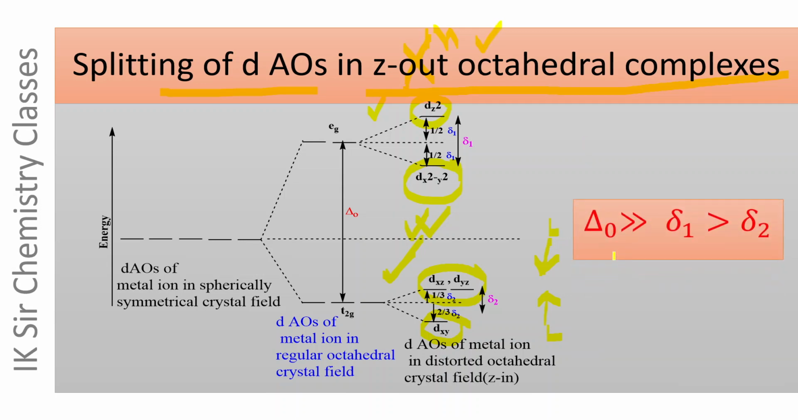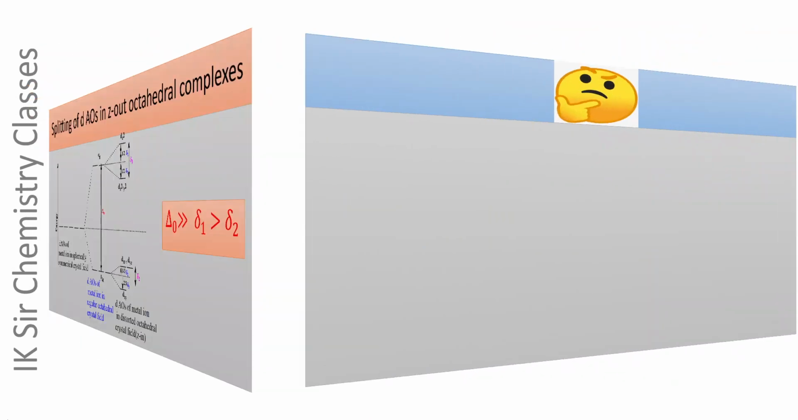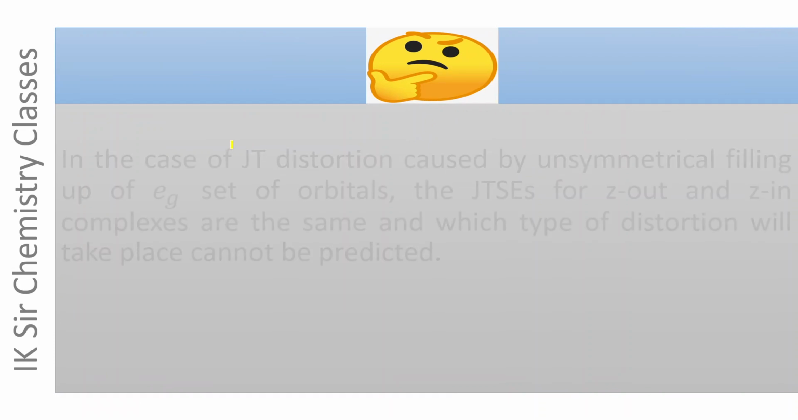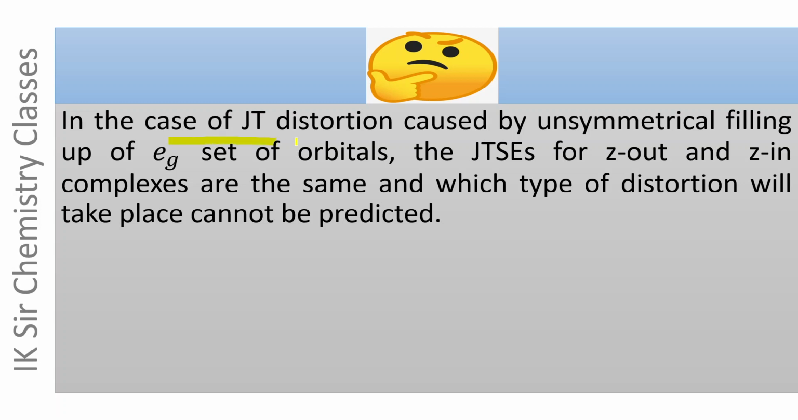This type of splitting of d atomic orbitals takes place in octahedral complexes with Z in distortion. Here also delta O is much greater than delta 1, and delta 1 is greater than delta 2. There is a state of dilemma. In the case of Jahn Teller distortion caused by unsymmetrical filling up of the Eg set of orbitals, the Jahn Teller distortion energies for Z out and Z in complexes are the same, and which type of distortion will take place cannot be predicted.